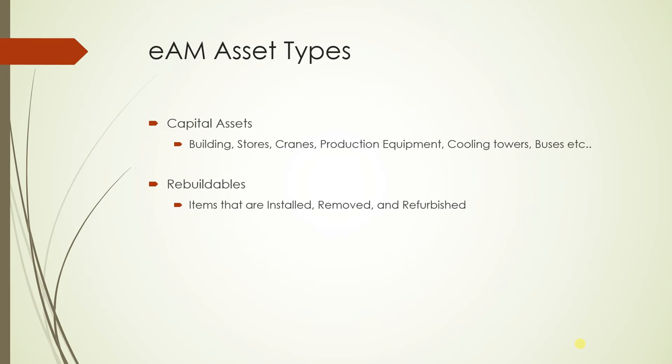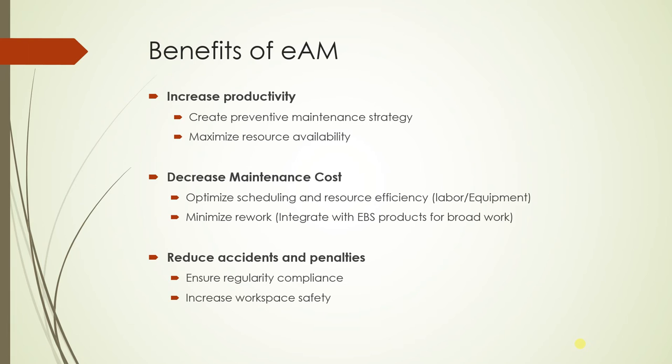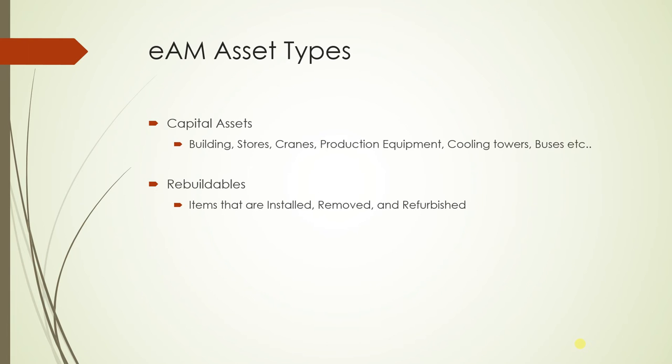There are two types of assets in EM: capital assets or financial assets, and rebuildables or maintenance assets. A capital asset is an asset that has a useful life longer than 1 year and is not intended for sale during the normal course of business. For example, building, crane, property, etc. Rebuildable assets are those that you install, remove, overhaul, and reinstall. For example, engines, control boxes, computer boards, etc.